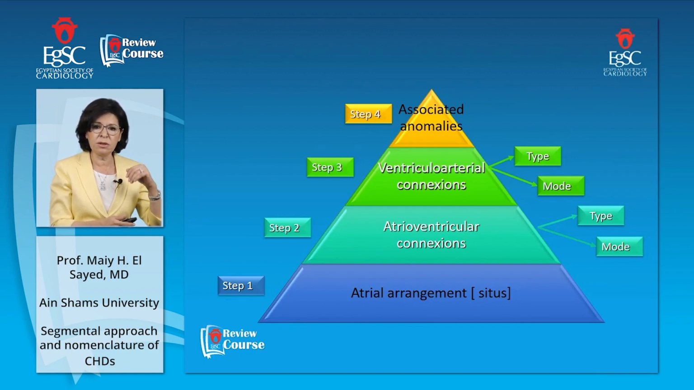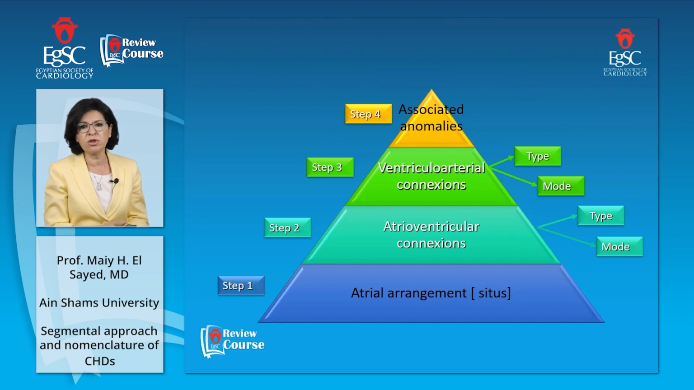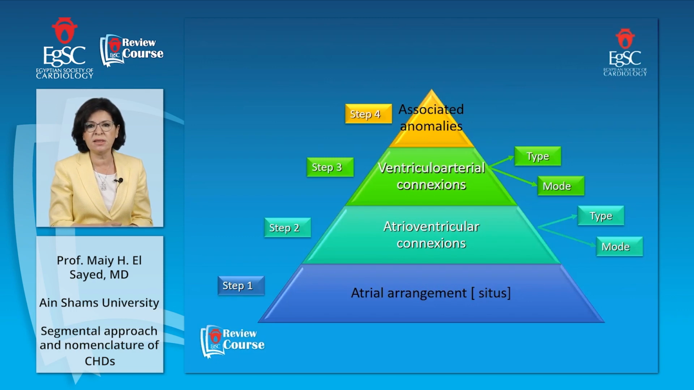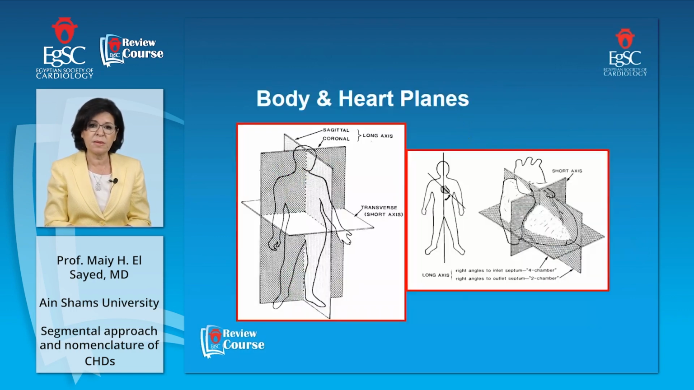Then, from the ventricle to the great arteries, there are the ventriculoarterial connections, which is the third step. There you also have type and mode: which ventricle is connected to which great artery, and what is the morphology of the valves guarding the junction. And you end up with step 4, which is the associated anomalies, any number of which you can get, like a VSD, ASD, PDA, and so on. We'll see this as we go along in the lecture.